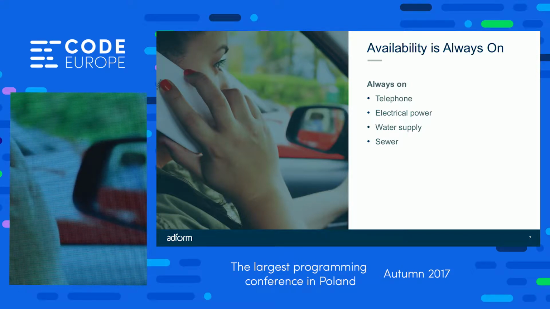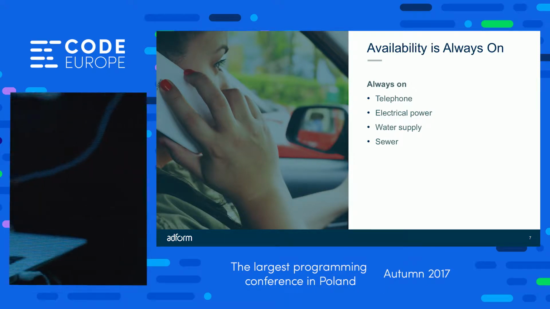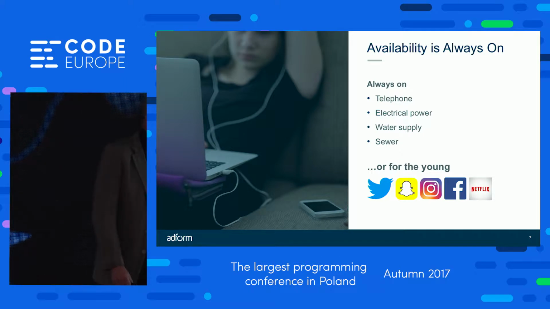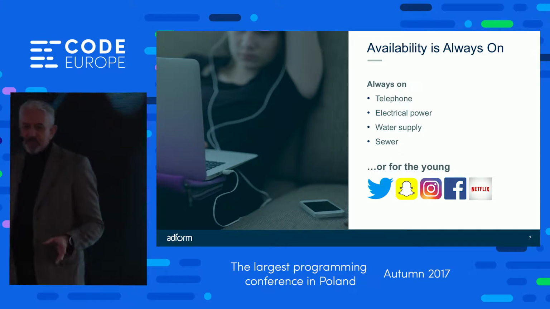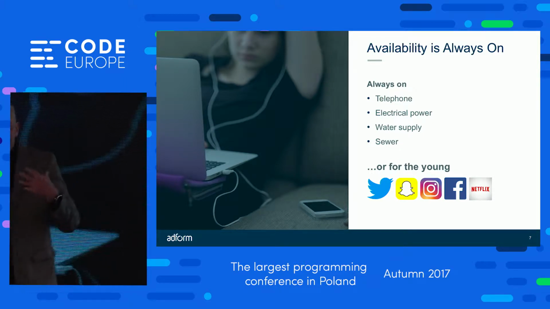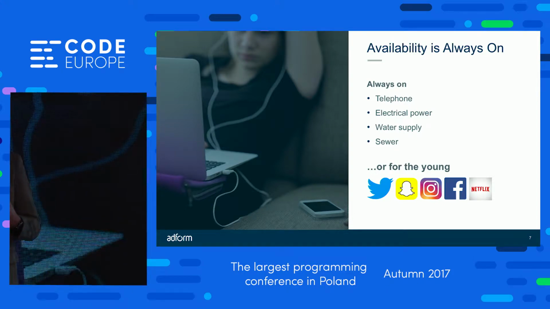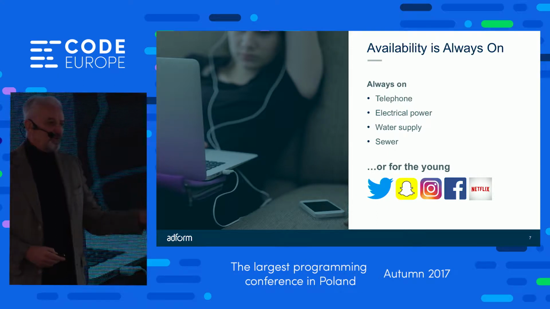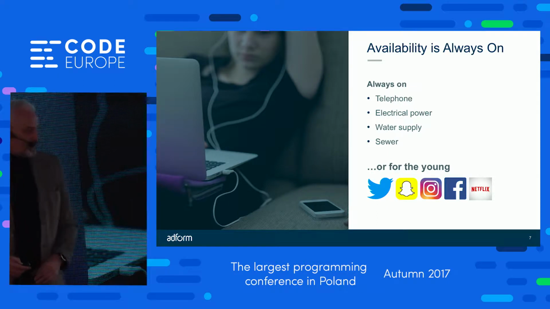Let's put that in a modern context. We think that Twitter's always available, or that Snapchat and Instagram or Facebook or Netflix are always there. So in our technological game, what do you do to provide always on? How do you build into your systems high availability?